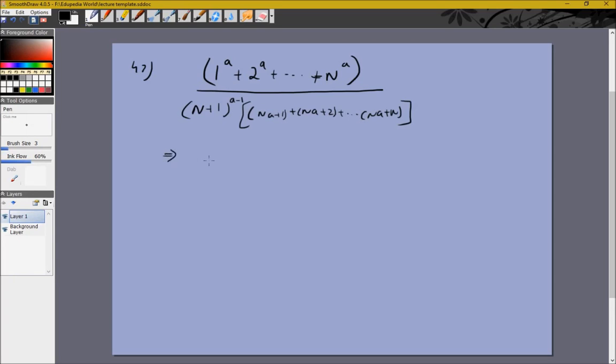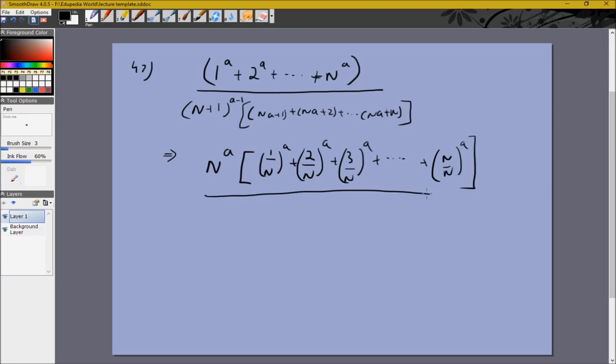So first what we can do is we can take n to the power a common from the numerator. 1 by n whole to the power a plus 2 by n whole to the power a plus 3 by n whole to the power a plus dot dot dot plus n by n whole to the power a, divided by, this becomes n plus 1 to the power a minus 1, and now na is added n times, there are n terms, so from that we get n square a plus, and then the sum of the first n natural numbers, n into n plus 1 by 2. This is what we get.